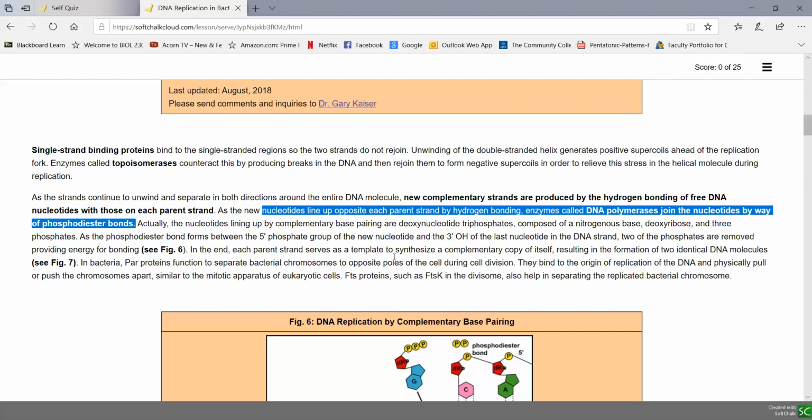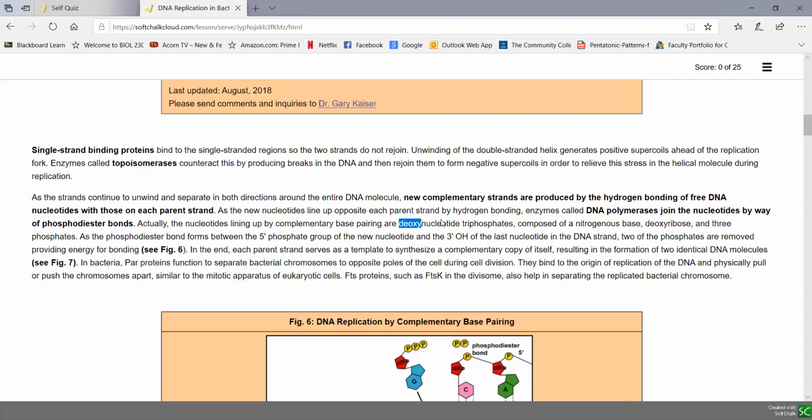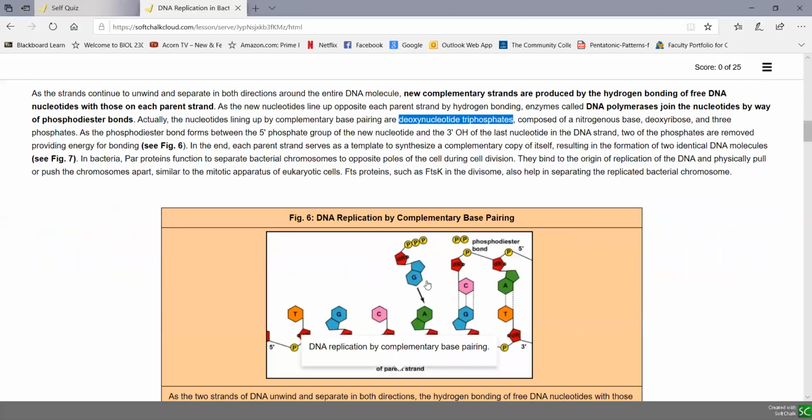Now, actually, the new nucleotides lining up by complementary base pairing are deoxyribonucleotide triphosphates. Here we see a guanine deoxyribonucleotide triphosphate. It has three phosphates attached to it when it comes in.